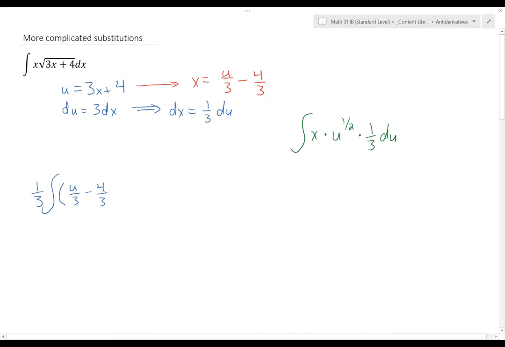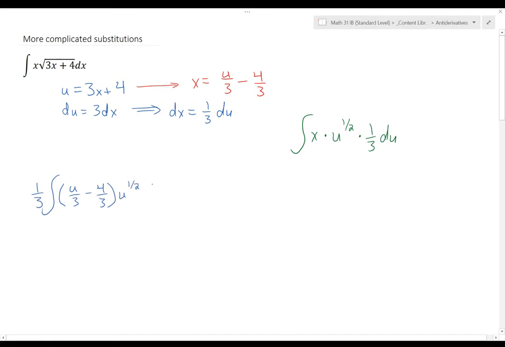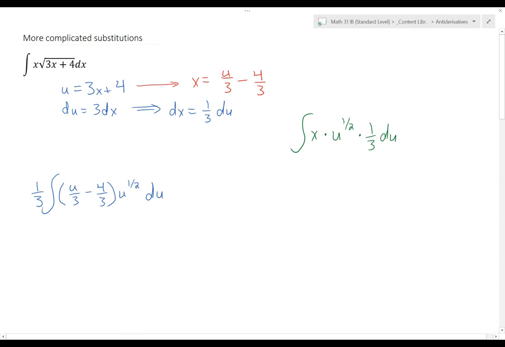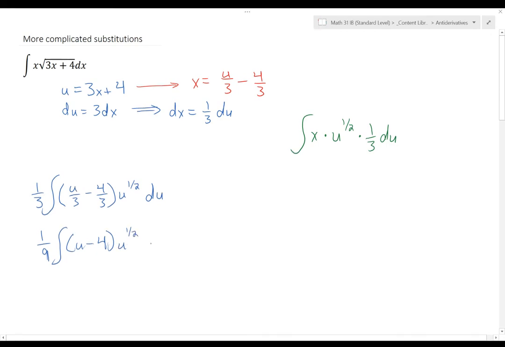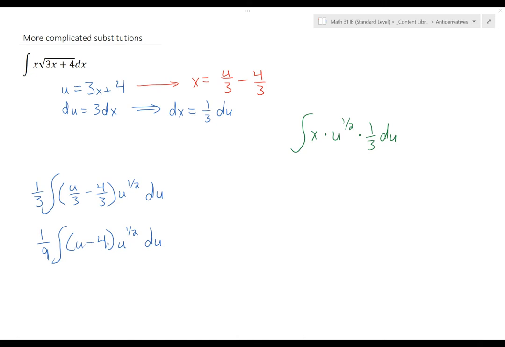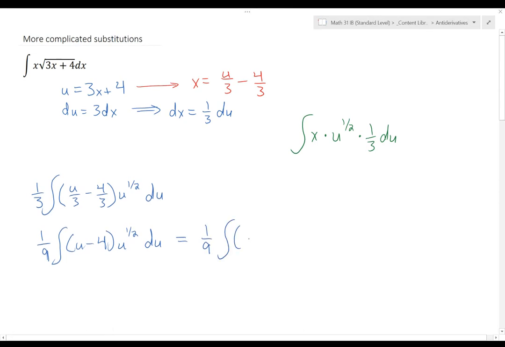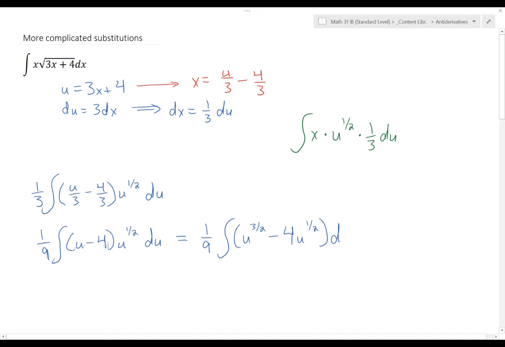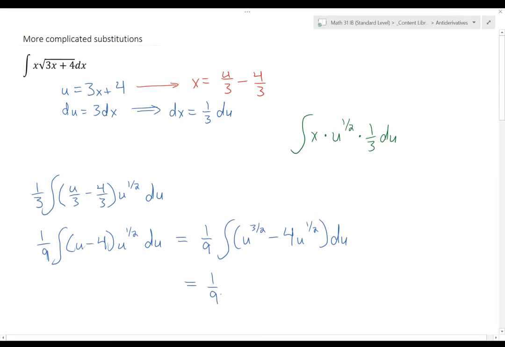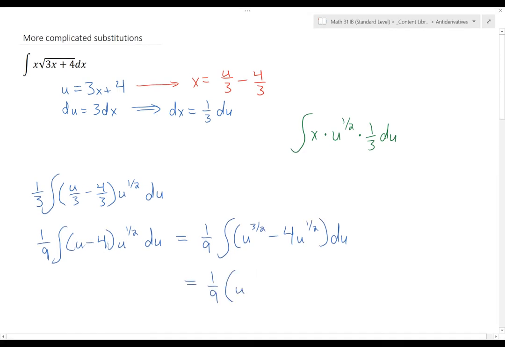So now what we have is, I'm going to put the 1/3 out front, u over 3 minus 4 over 3, u to the 1/2 du. And in fact, I can factor out another third, so I have 1/9 out front, just to not deal with the fractions here. u minus 4, u to the 1/2 du. The reason this helps is because now I can actually distribute this multiplication so that I can just use the power rule. So this is 1/9 times the integral of u to the power of 3/2 minus 4u to the power of 1/2 du.